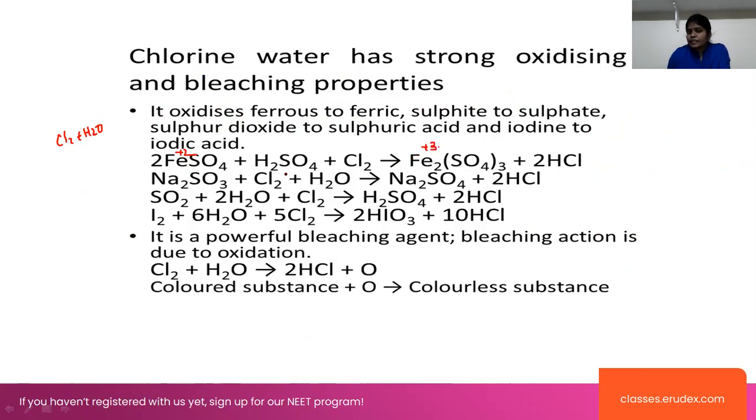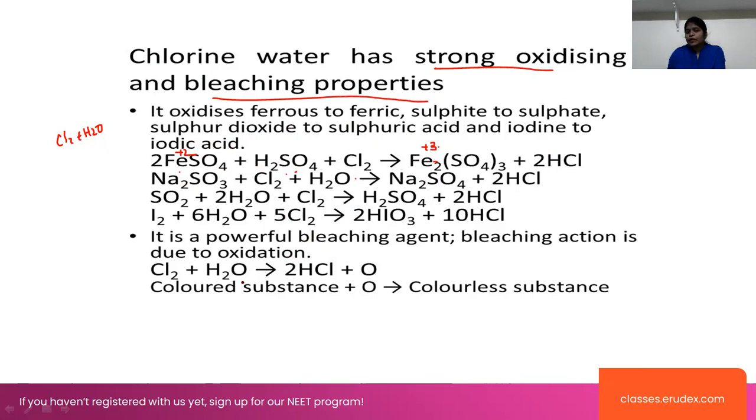So chlorine oxidizes in the presence of the acidic medium. This will be plus 2 to plus 3. Plus 2 to plus 3 means the oxidation state is increasing. Loss of electrons is taking place here. So Fe plus 2 to Fe plus 3. In this case also, plus 3 to plus 4. So chlorine water has strong oxidizing and bleaching properties.